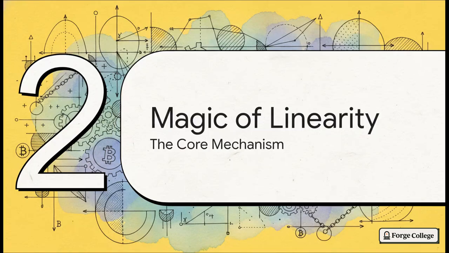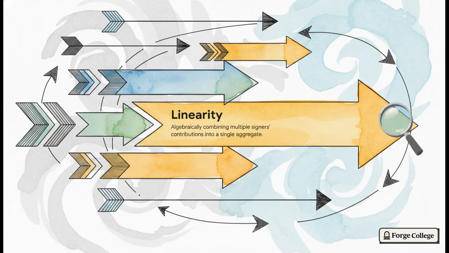Section 2. The magic of linearity, the core mechanism. To really understand how this works, we have to look at Schnorr's absolute superpower, which is a mathematical property called linearity. Visually, think of this like vector addition. If you draw an arrow on a piece of paper and then your friend draws another arrow starting right where yours ended, you can just take those individual little arrows and smoothly stack them into one giant arrow. It's kind of like mathematical Voltron. Individual keys combine seamlessly to form one massive, perfectly valid signature.